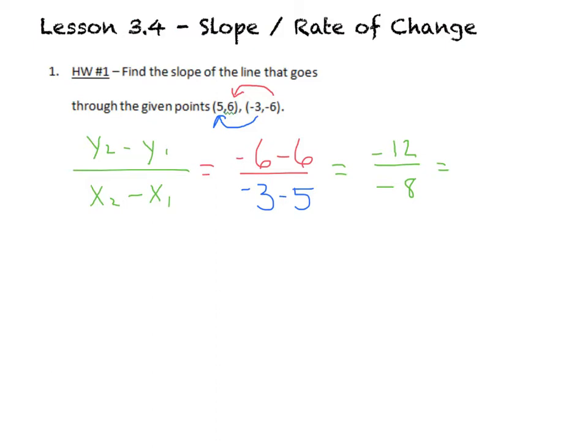We always have to reduce. You need to notice on this problem that we have two negatives. Negatives always cancel out, so we'll cancel those out. And 12 over 8 reduces to 3 over 2. And that's our final answer. And that's all you do on that problem.